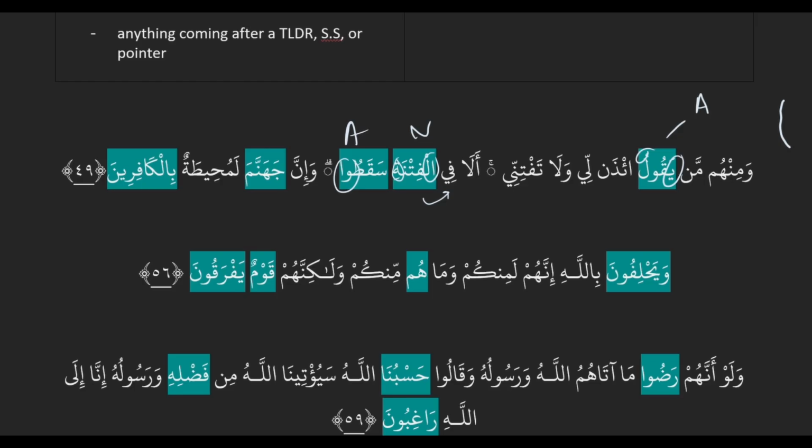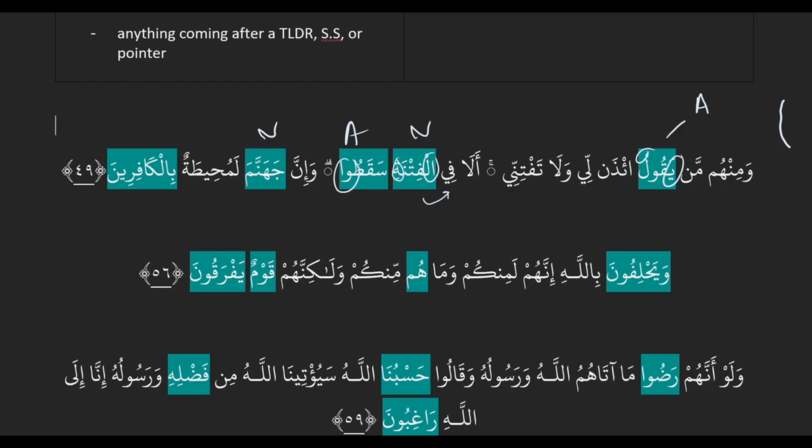إن جهنم. Looking at the end... oh, it's coming after inna. And inna is a sentence starter. Sentence starters are always followed by nouns, so that's a noun. Okay, بالكافرين. Looking at the ending, ina.